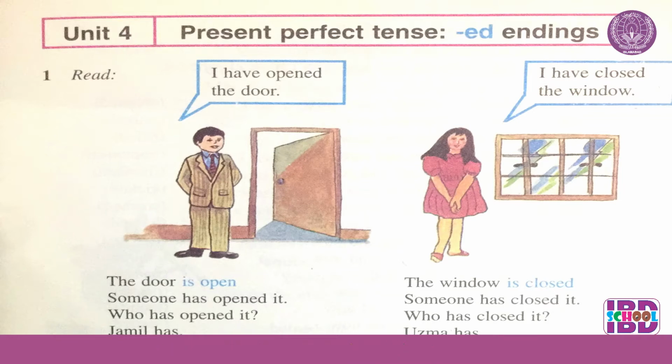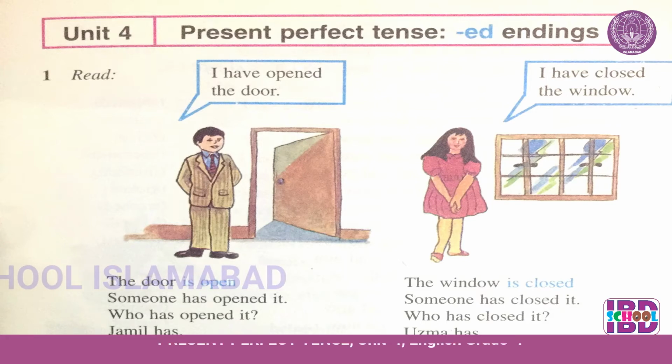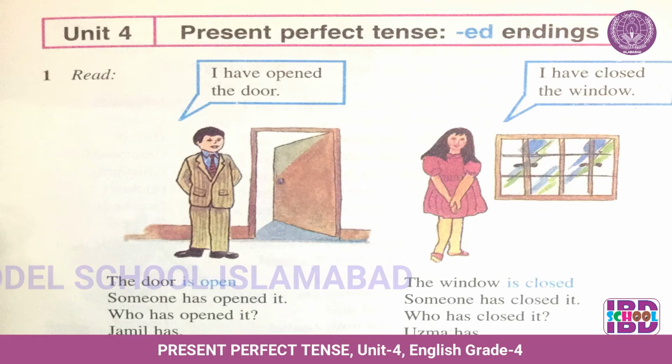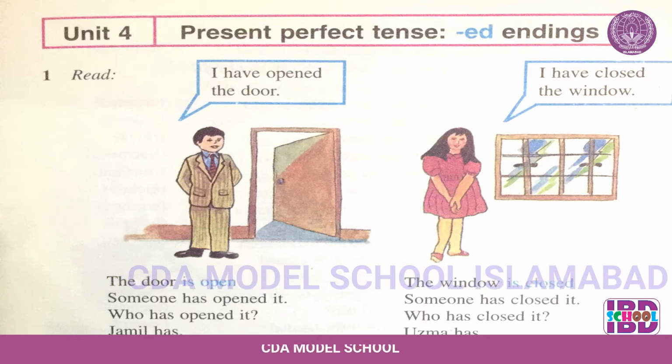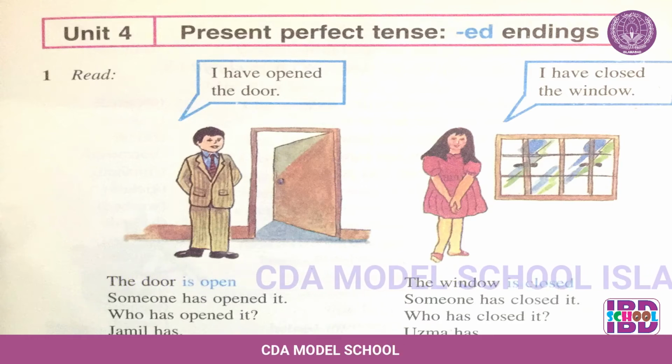With I, we, they, you and plural subjects we use have, and with he, she, it and singular subjects like Jamil or Uzma, Sara or any singular subject we use has. Second picture is I have closed the window. Here the verb with ed endings is closed. The window is closed. Someone has closed it. Who has closed it? Uzma has. Uzma has closed the window.